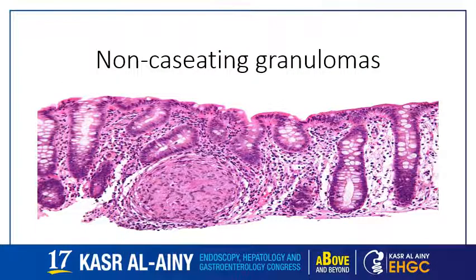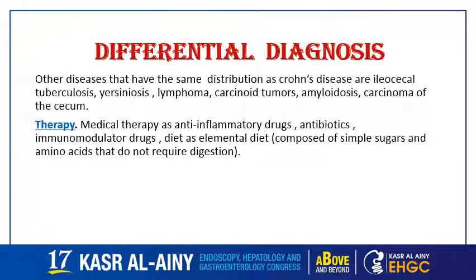This is chronic mucosa with, under the mucosa, rounded collections of inflammatory cells forming non-caseating granuloma, which may be present in Crohn's disease. Differential diagnosis: other diseases with the same distribution such as ileocecal tuberculosis, yersiniosis, lymphoma, carcinoid tumor, amyloidosis, and even cancer of the cecum. Treatment of Crohn's: mainly medical treatment such as anti-inflammatory drugs, antibiotics, immunomodulators, and diet such as an elemental diet composed of simple sugar and amino acids that do not require digestion.